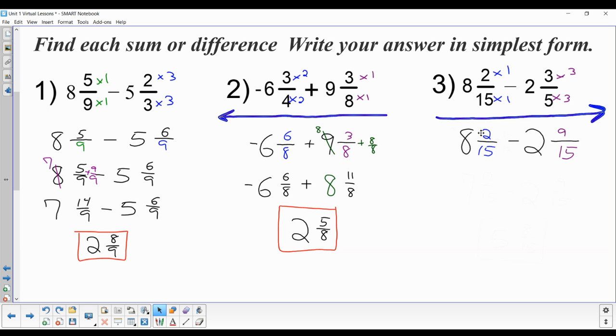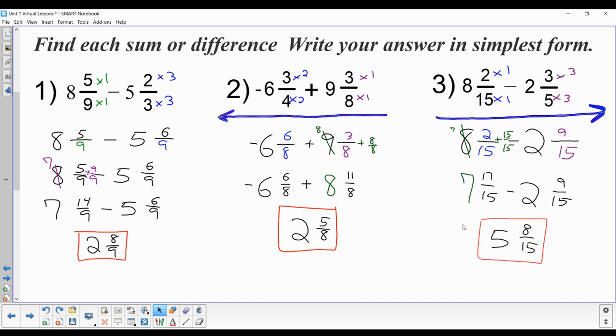Problem is, when I go to subtract, I notice, oh, I can't do 2 minus 9. And it's at that point, when you realize you can't do the subtraction, that you know you have to borrow. We will borrow from the 8, it'll become a 7. We'll borrow one whole in the form of 15 over 15, and then we'll get our new fraction. 2 plus 15 is 17 is our numerator. Denominator stays the same. And we now have a 7 in front. Then we'll copy the other mixed number. Now when we go to subtract our numerators, 17 minus 9, we get 8. Our denominator 15 stays the same. And then we can do our whole numbers. 7 minus 2 is 5.